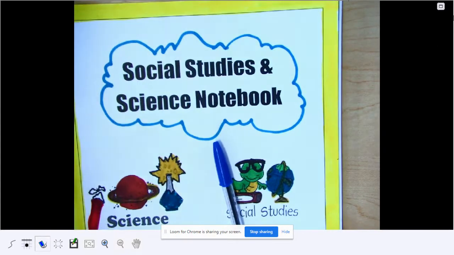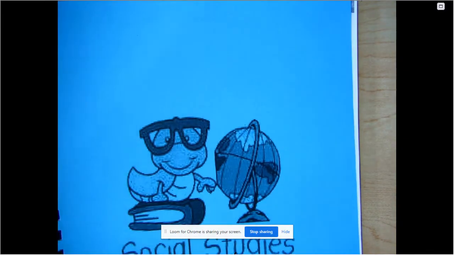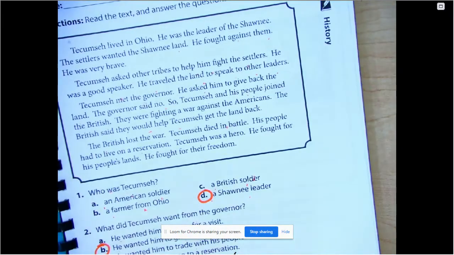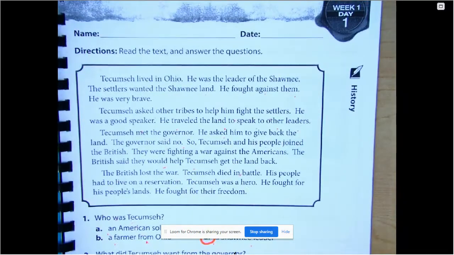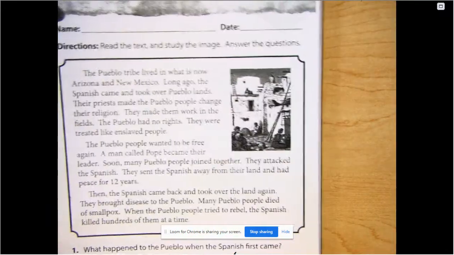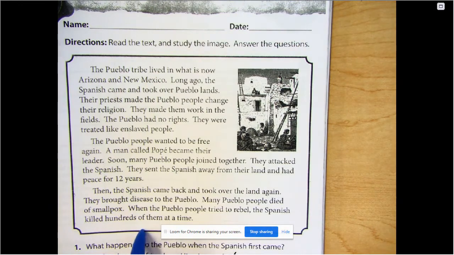All right, so we're going to be in our social studies and science notebook today. I'm going to turn the page, and the first part we're on is social studies. We've already done the first page, and we're going to turn to the second page, which is on the starred number 16. It says read the text and study the image. Answer the questions.